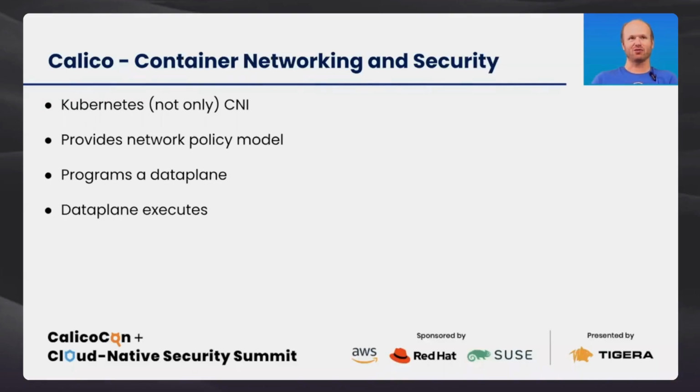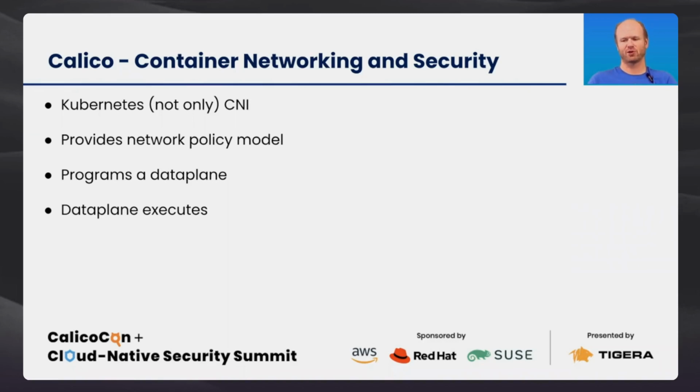As you probably know, Calico is a CNI plugin for Kubernetes, but not only for Kubernetes. It's responsible for networking, and it provides a network policy model. That model is richer than the Kubernetes policy model. However, it completely implements the Kubernetes one as well.